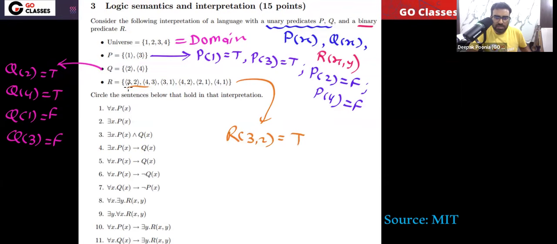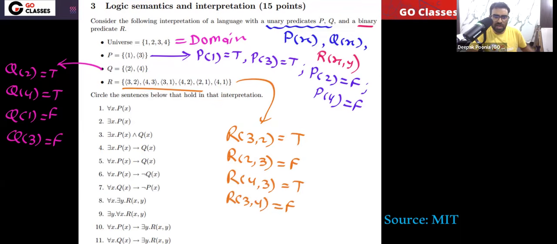Okay, but notice R(2,3) is false. Also remember R(4,3), that is true. R(4,3) is true, but notice R(3,4) is false.